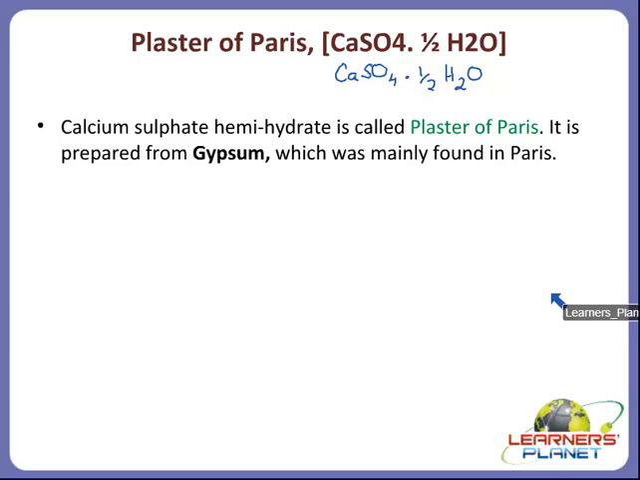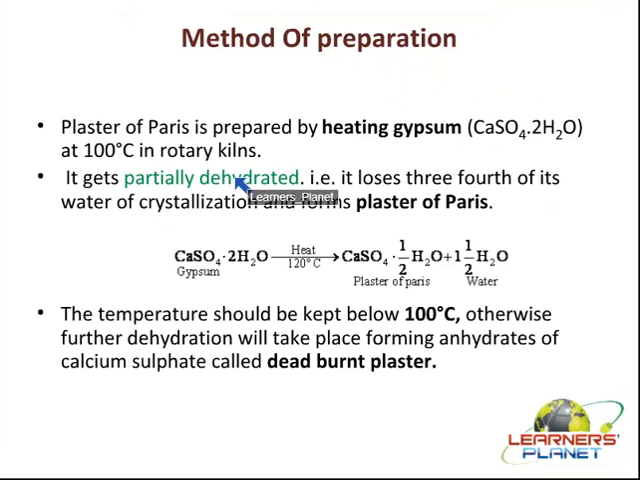Those false ceilings are all made up of POP. Now how is this POP obtained? Calcium sulfate hemihydrate is called plaster of Paris or POP. Hemi means half of a water molecule. It is prepared from gypsum, which was mainly found in Paris. Right. So that is where the name plaster of Paris came from. Gypsum was mainly found in Paris.